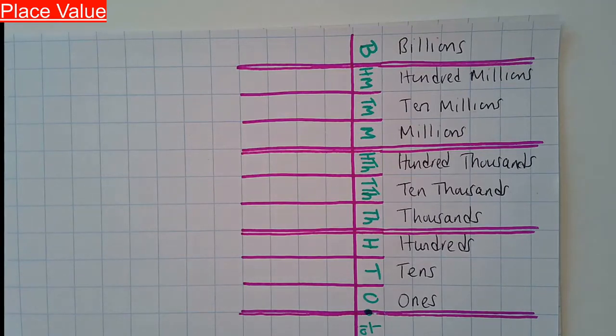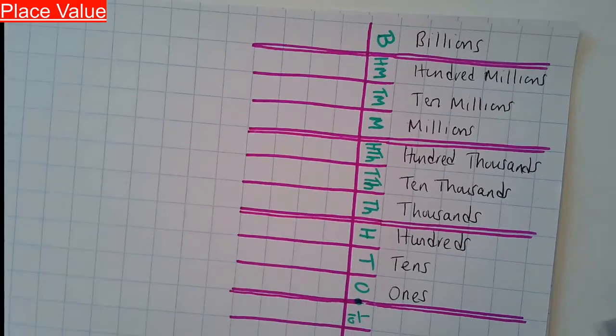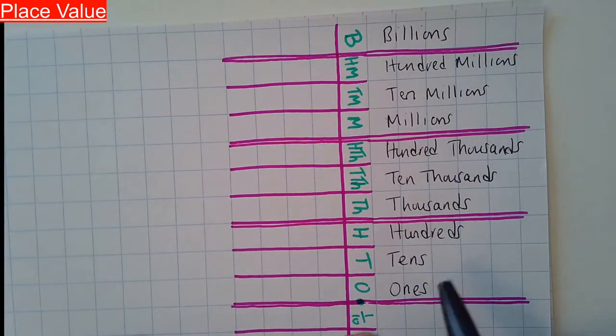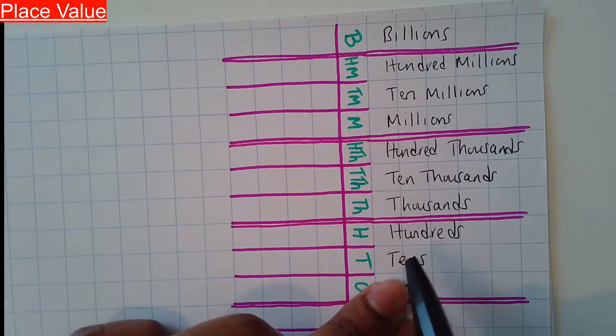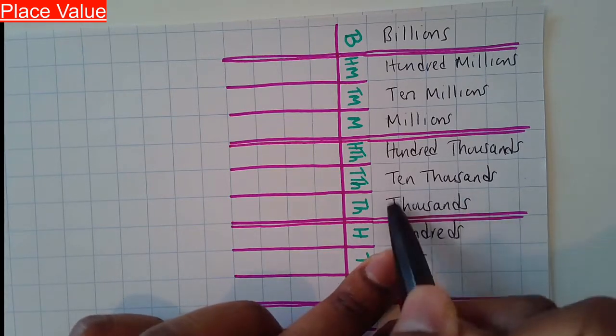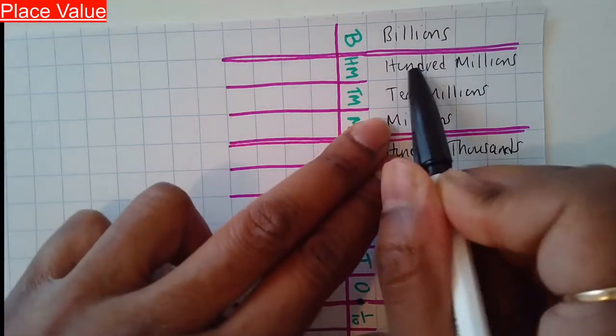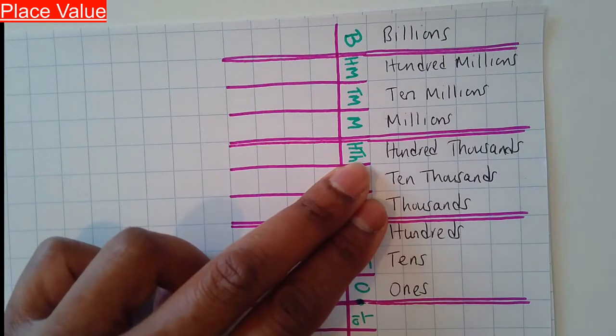What I've got in front of me is a place value chart. Now, if you look closely at these words, if you ignore this word here, you've got tens and hundreds. If you ignore this one for now, you've got tens and hundreds. If you ignore this one, you've got tens and hundreds again, and so on. That pattern repeats over and over again.